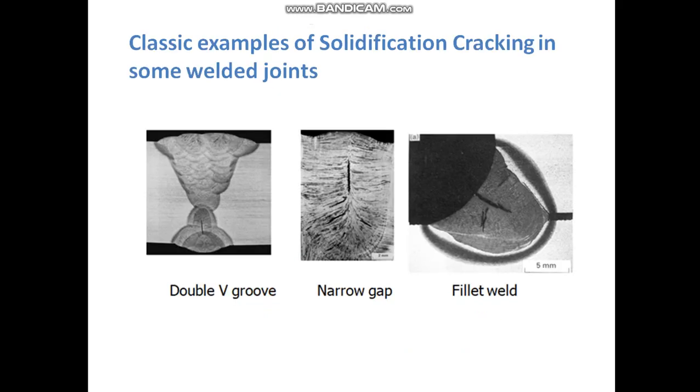Now there are some classic examples of solidification cracking in welded joints. The first picture belongs to a double V groove joint. The second is a narrow groove weld joint, where you can see a high depth to width ratio. And the third is a fillet weld. This assembly is in a high restraint condition, and so you can literally see crack formation. And this is the hot crack. The crack forms immediately after the welding operation is over.